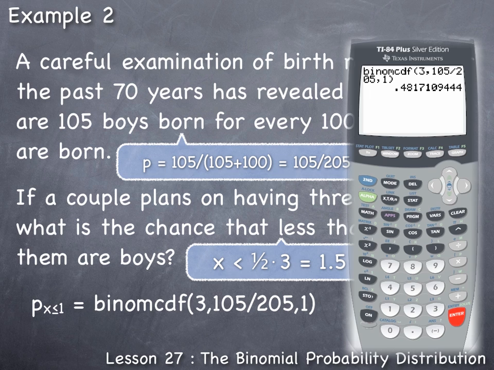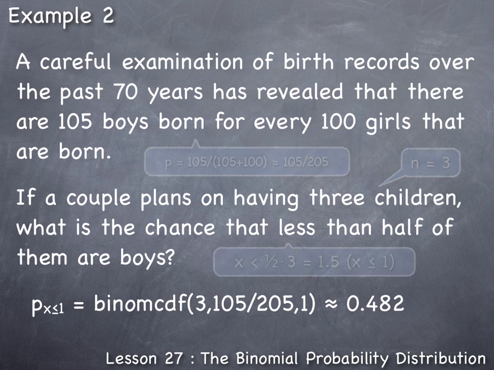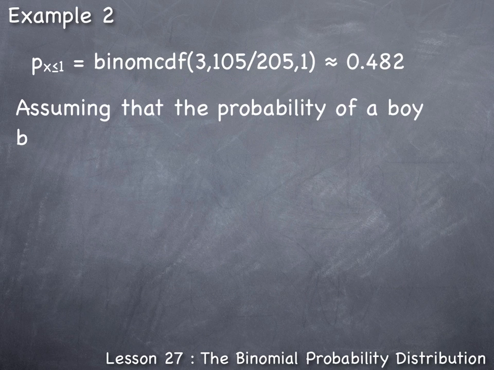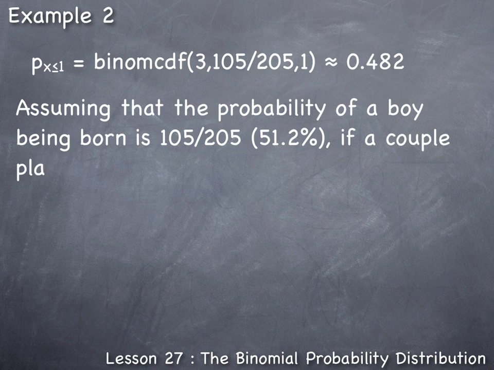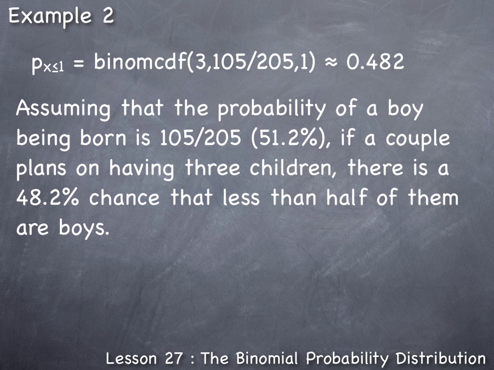And we find that our probability rounds off to about 0.482. So there's our result. The probability is about 0.482. Thus, assuming that the probability of a boy being born is 105 chances out of 205, or 51.2%, if a couple plans on having 3 children, there is a 48.2% chance that less than half of them are boys.